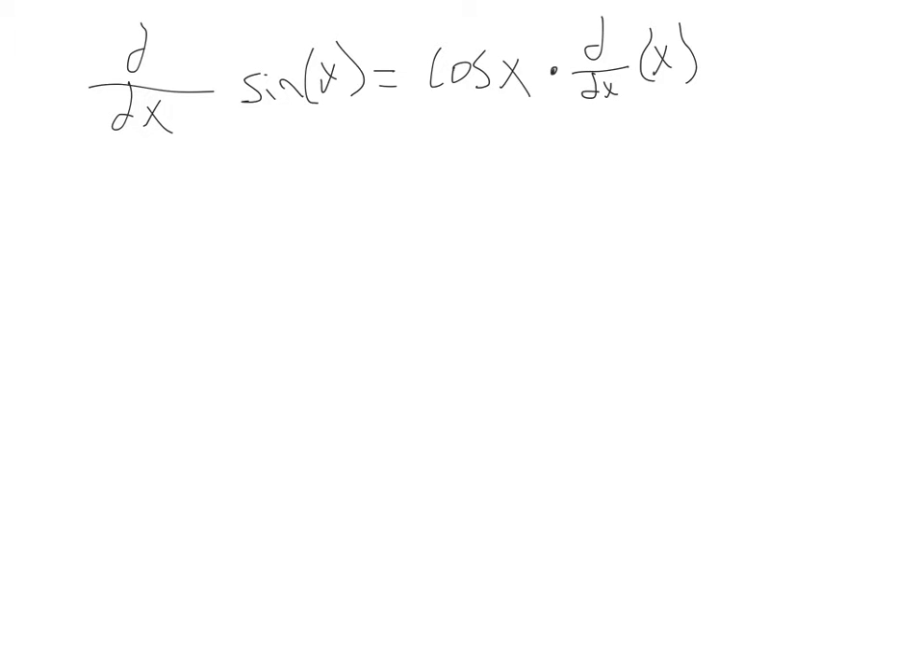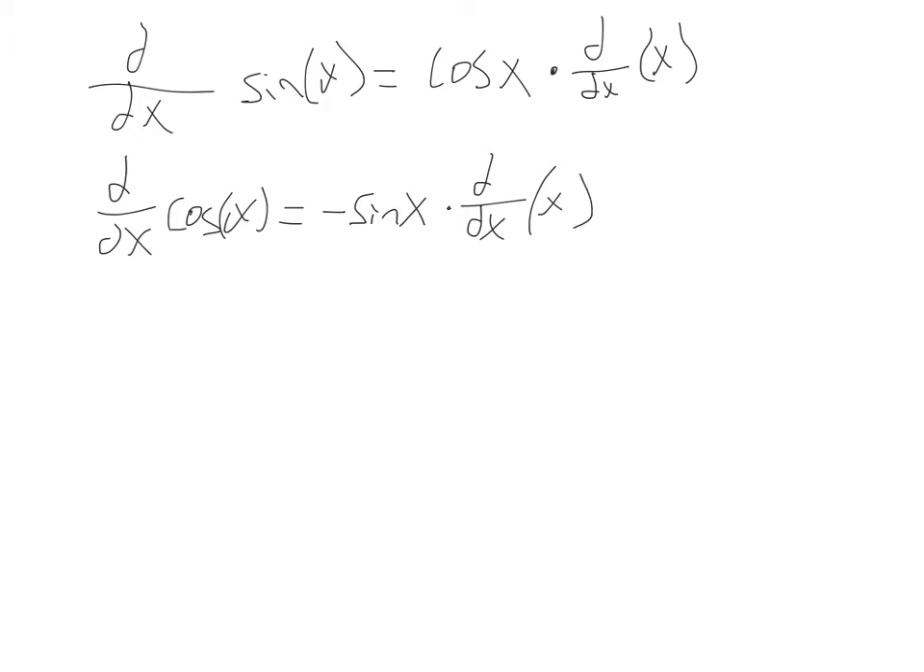The derivative of cosine is negative sine of x times the derivative of x. If it's a co-function, the derivative will be negative. If it's not a co-function, then the derivative will be positive. That's one little thing that you can use to remember.